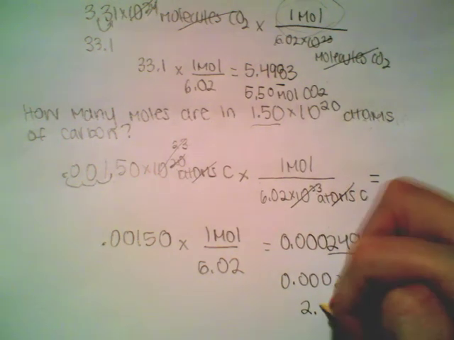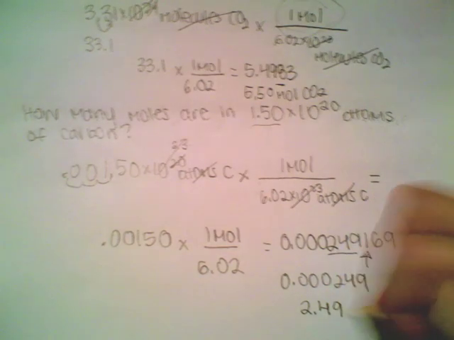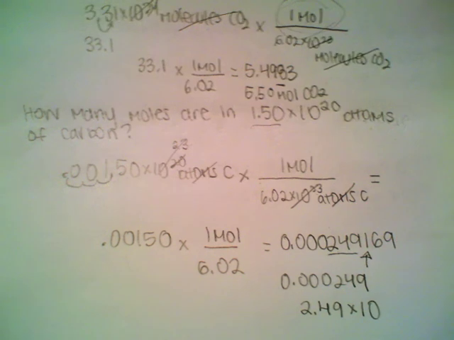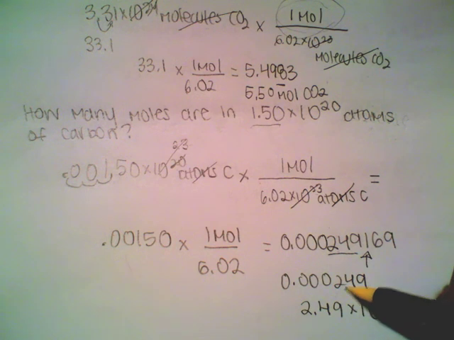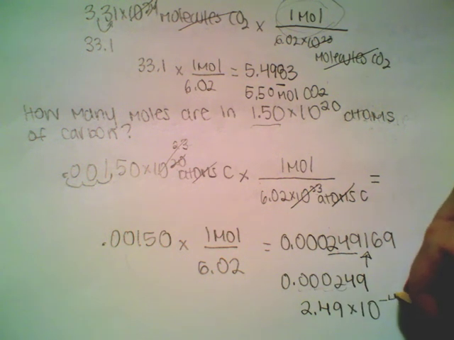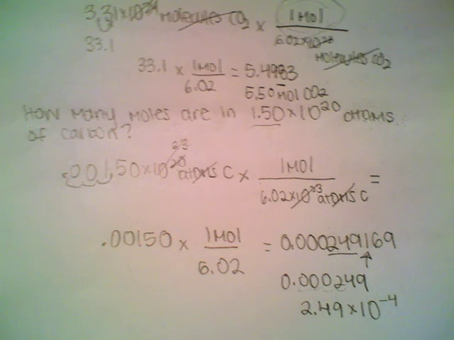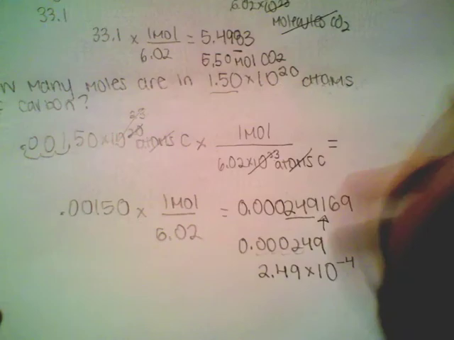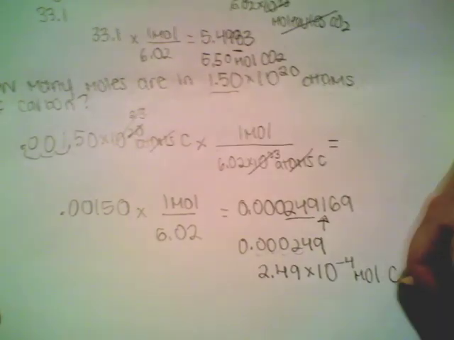I think it would be a little bit more convenient to write this in scientific notation just because it's such a small number. So this would be 2.49 times 10 to the negative 4. 1, 2, 3, 4 is the distance I have to move the decimal. And the exponent is negative because the original number was less than 1. And then my units on that are moles of carbon.